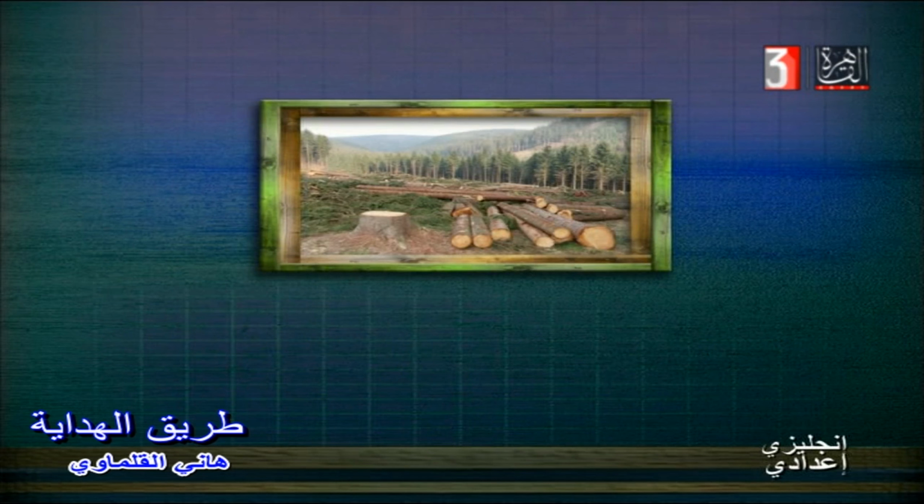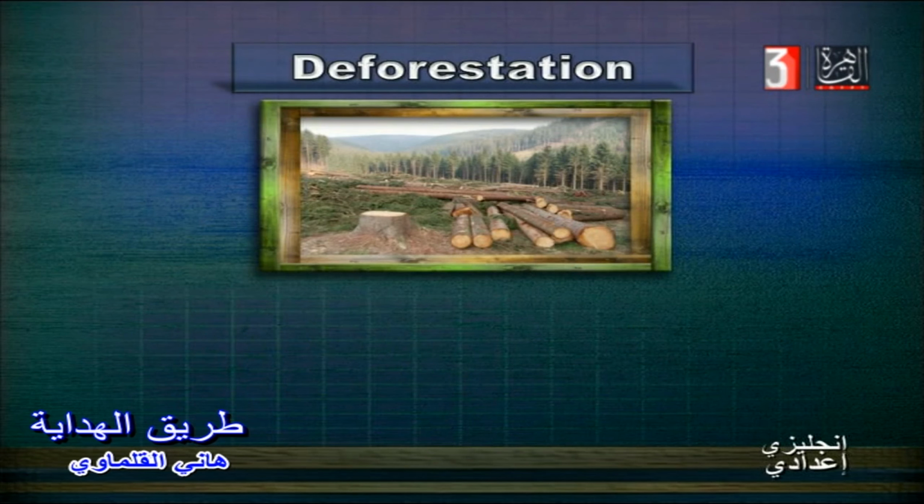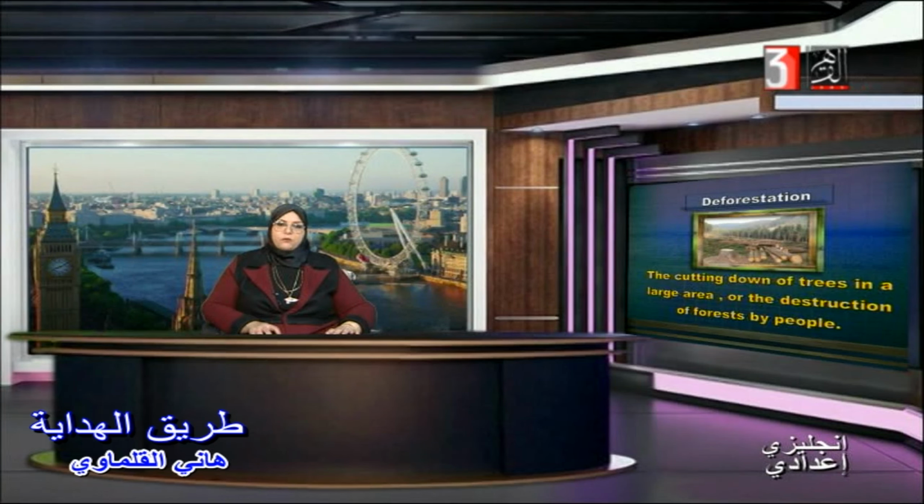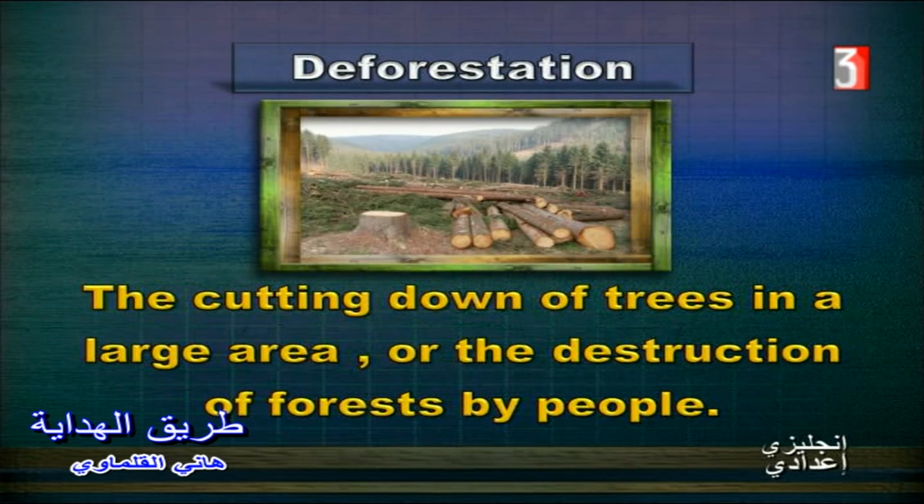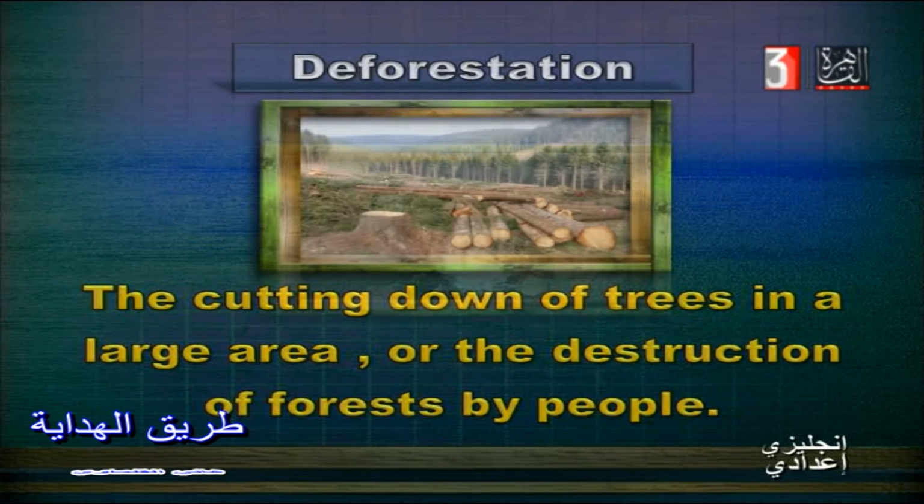We have here the word deforestation, which means the cutting down of trees. It's a bad behavior of human beings that causes climate change and pollution and a lot of problems that face our planet. Deforestation is the cutting down of trees in a large area, or the destruction of forests by people. It's a bad behavior of people.